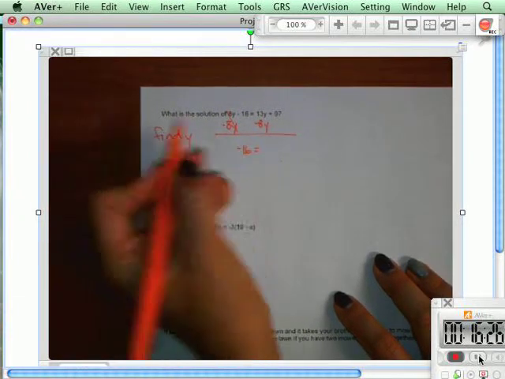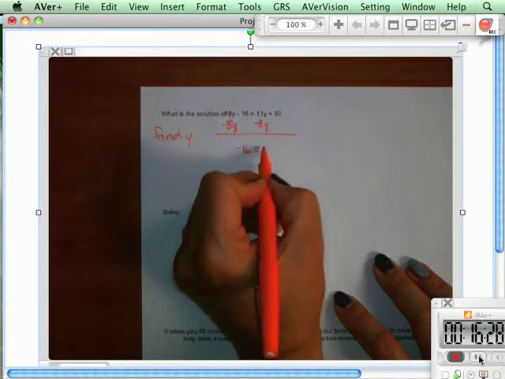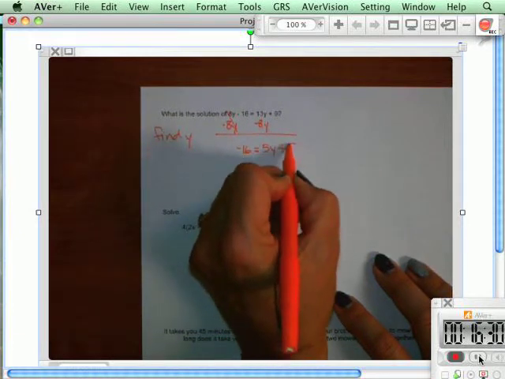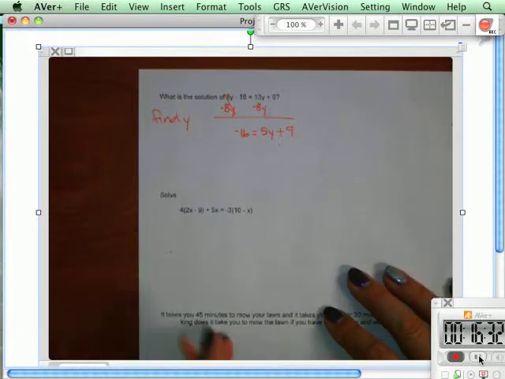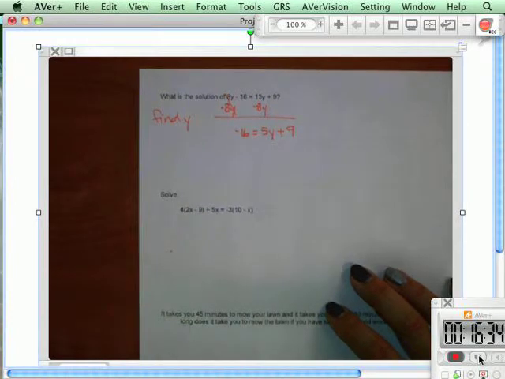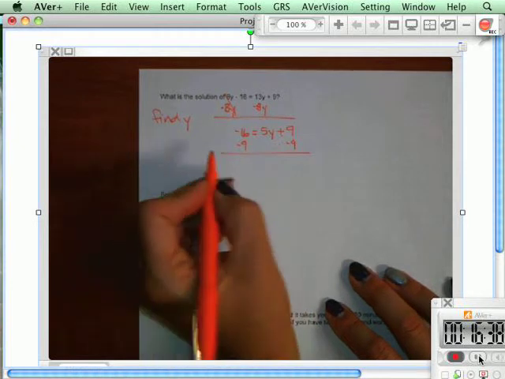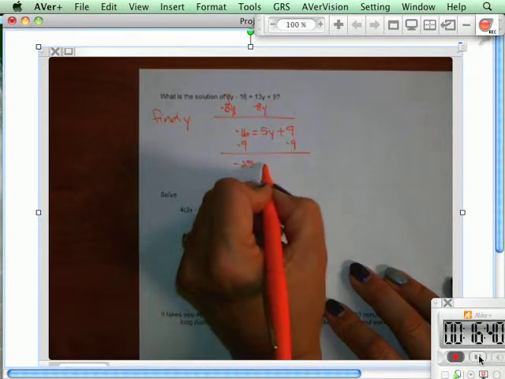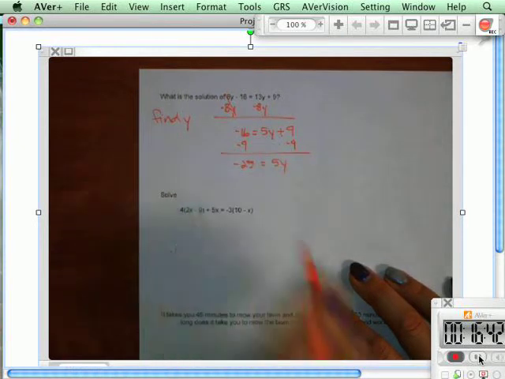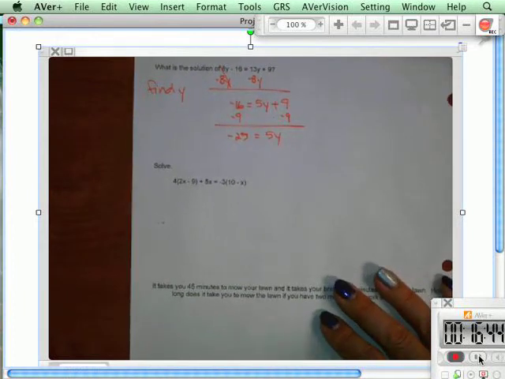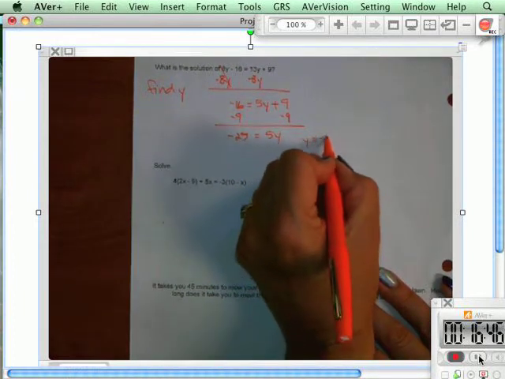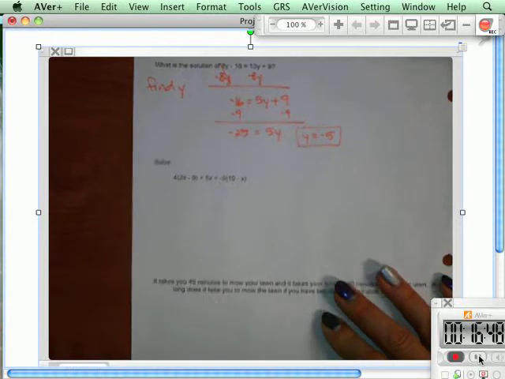But 13y, take away 8y is 5y plus 9. Now what? Subtract 9. Negative 25 equals 5y. And y equals what? Negative 5. Doable, yes?